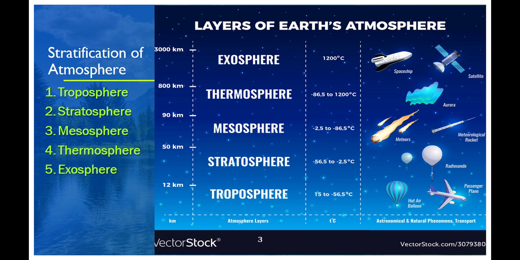Stratification of atmosphere. Based on the variation in air temperature, the atmosphere is divisible vertically into five layers: troposphere, stratosphere, mesosphere, thermosphere, and exosphere. We shall look into each of them individually in detail.